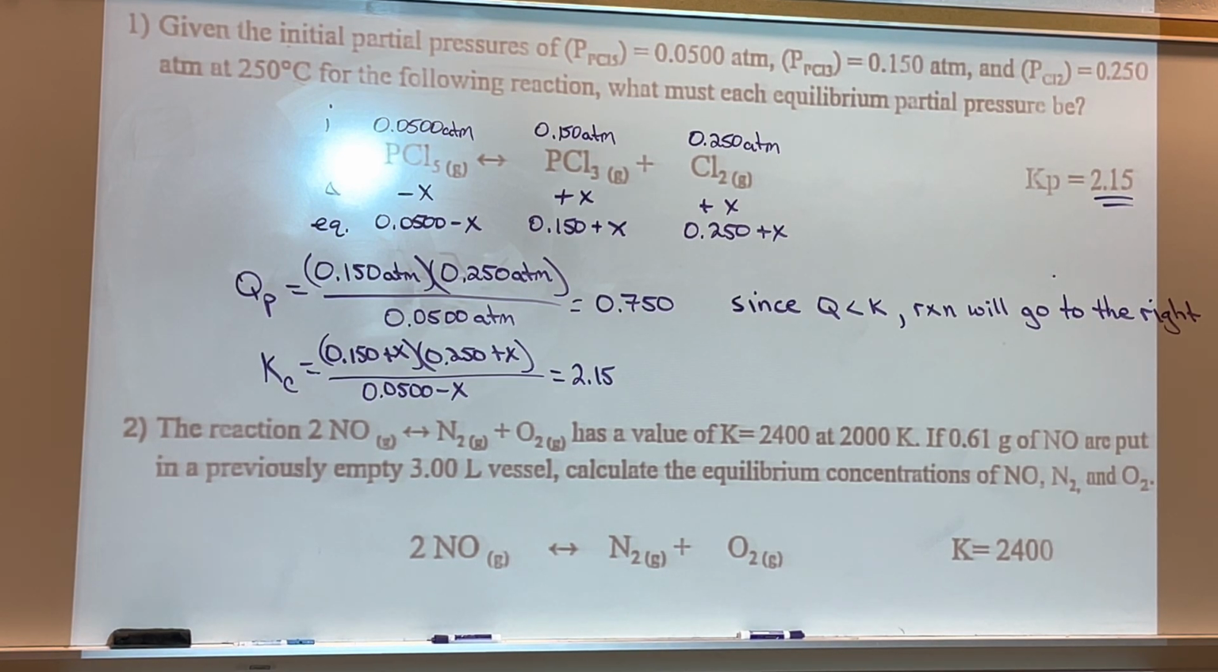I'm gonna write tiny. What is the molar mass of NO? Well, it's 14 and 16, so it'll be 30.01. Thank you, Hobbs.